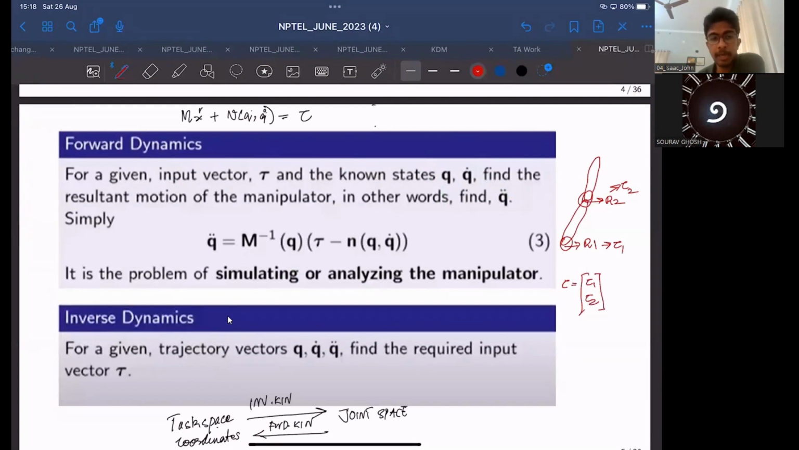So if we are supplying an input vector tau, how would the robot respond, or how would the robot move? What it essentially says is that if tau is given as input, then what is the trajectory of the robot? In essence, it basically writes the unknown in terms of the known.